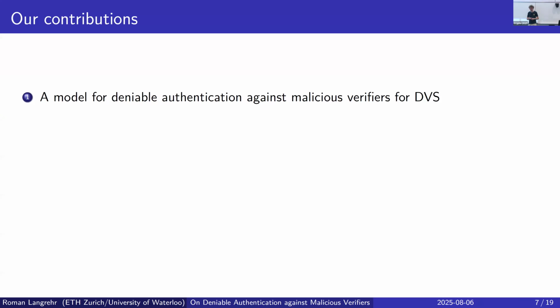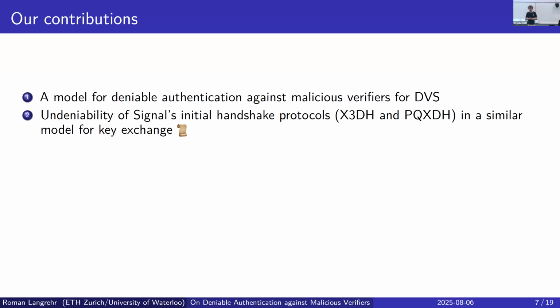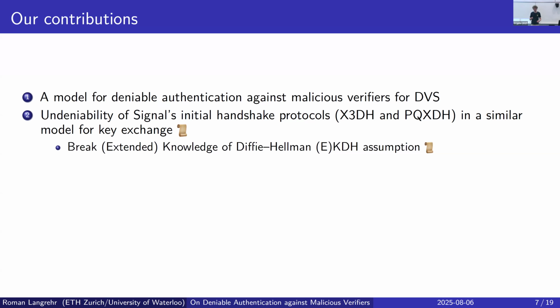And we have several contributions. The first one is a model for this deniable authentication against malicious verifiers for designated verifier signatures. Then we also consider a very similar setting for key exchange and show that the Signal initial handshake protocols X3DH and PQXDH are not deniable in this model. And this is in contrast to prior works who have claimed that they are, but they relied on a novel assumption called the knowledge of Diffie-Hellman assumption, or the extended version of that, and we show that both of these variants are broken.